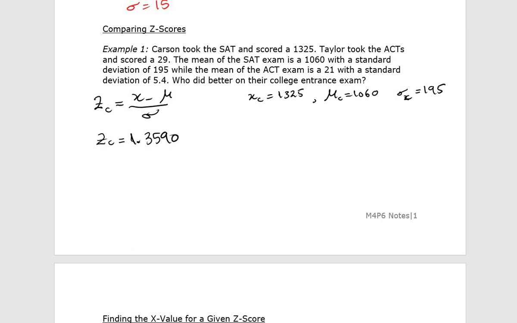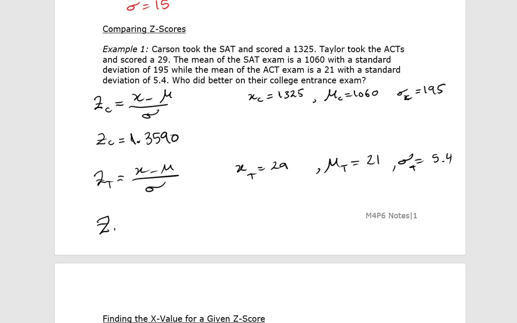1.3590, rounded to 4 decimals. I will do the same for Taylor. So the z-score for Taylor is basically X minus the mean divided by the standard deviation. I know that X, the score for Taylor, was 29, and the mean for the ACT, which is Taylor's exam, is 21, and the standard deviation is 5.4 for Taylor. So now I'm going to compute the z-score for Taylor on Excel, and I'll be right back.